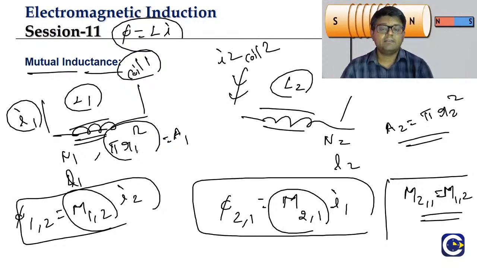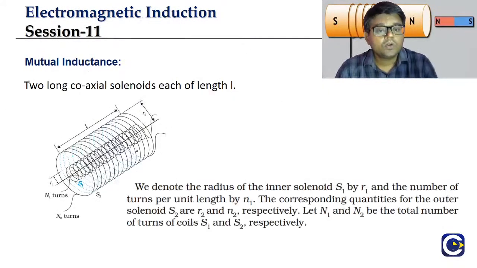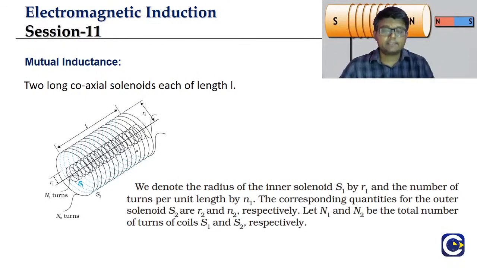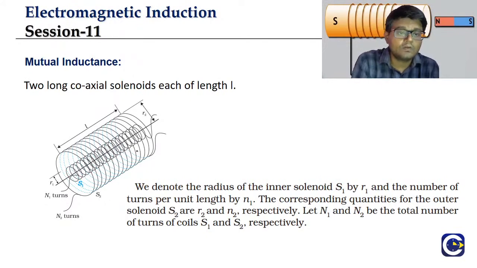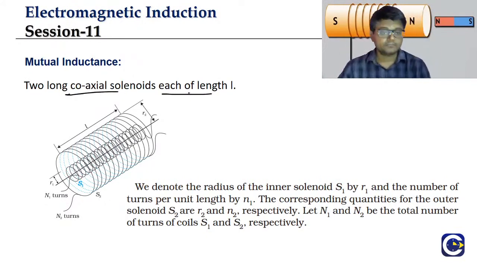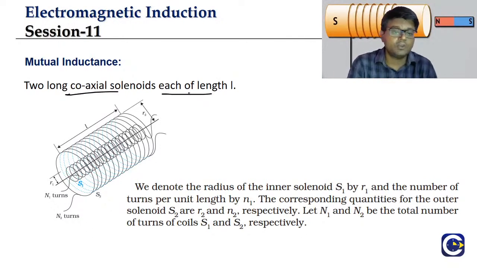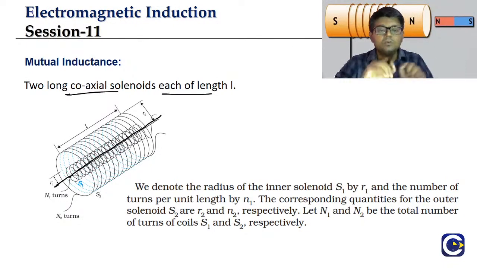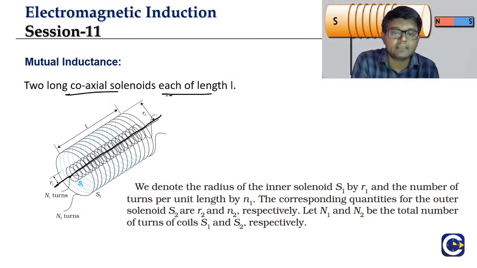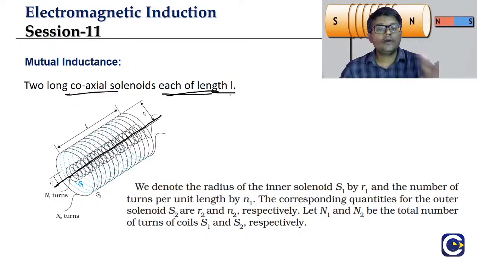what we have is a very simple example of two solenoids for the study of mutual inductance. The example we are going to start with is two solenoids of the same length, which are coaxial, meaning they both have the same axis. You can see the common axis here. We are going to study the mutual inductance for these two solenoids.